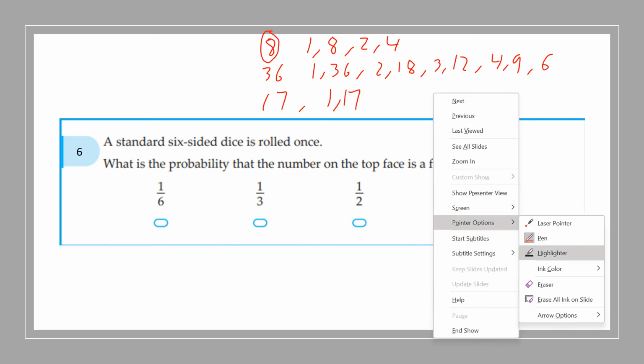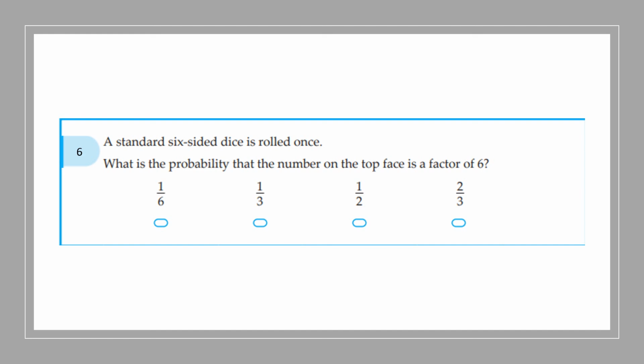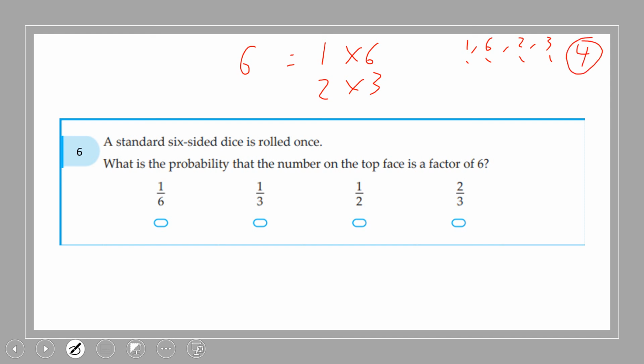So just for the number 6, what numbers can be multiplied together to equal 6? Obviously 1 times 6. So there's 2 of my factors. And also 2 times 3. There's 2 more factors. This gives me 1, 2, 3, 4 different numbers. So out of the 6 different options that a die could end up on, 4 out of those 6 will end up being a factor of 6.